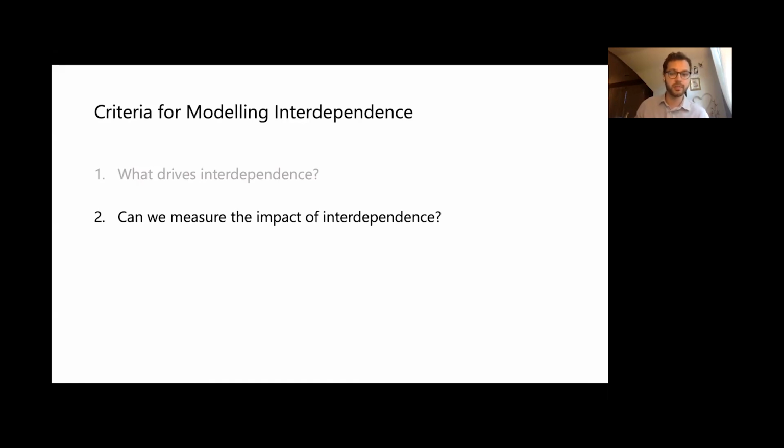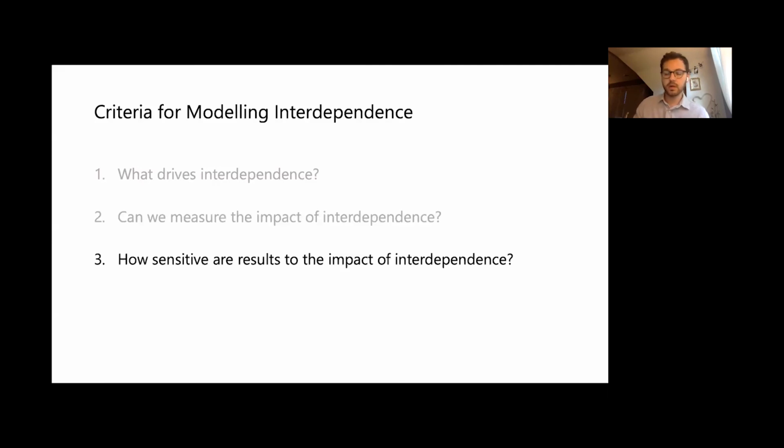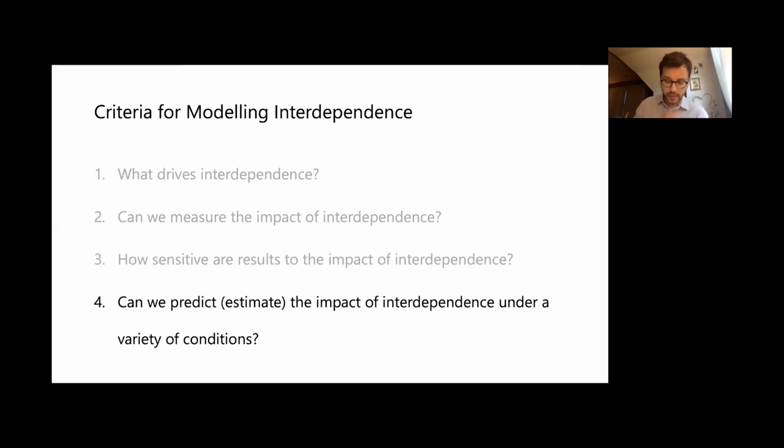Then, can we measure the impact of interdependence? Can we see when it's going to have an effect? Then say we can measure it, but does it actually matter if it's there or not? So in other words, how sensitive are results to the impact of interdependence? If we account for it, does it change the decisions or conclusions that we would draw? And then getting more directly to these criteria, can we predict or estimate the impact of interdependence under a variety of conditions?